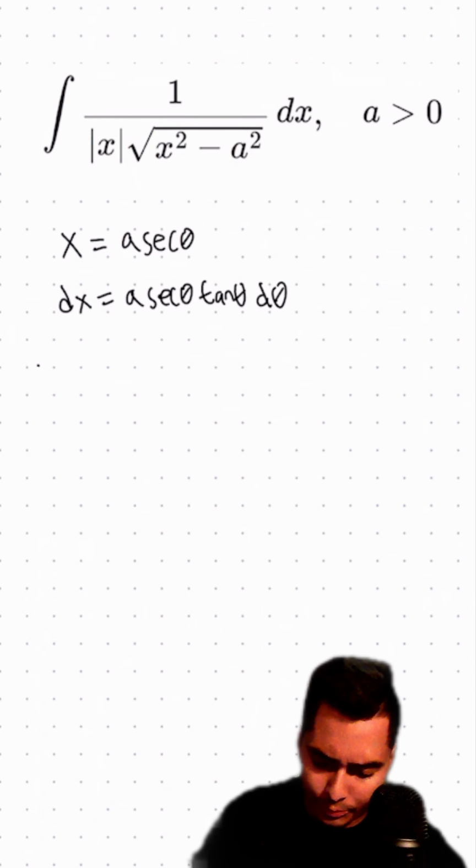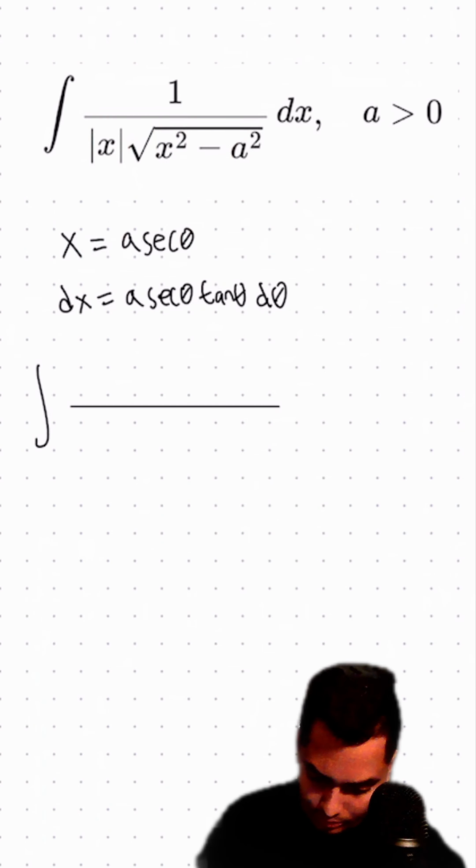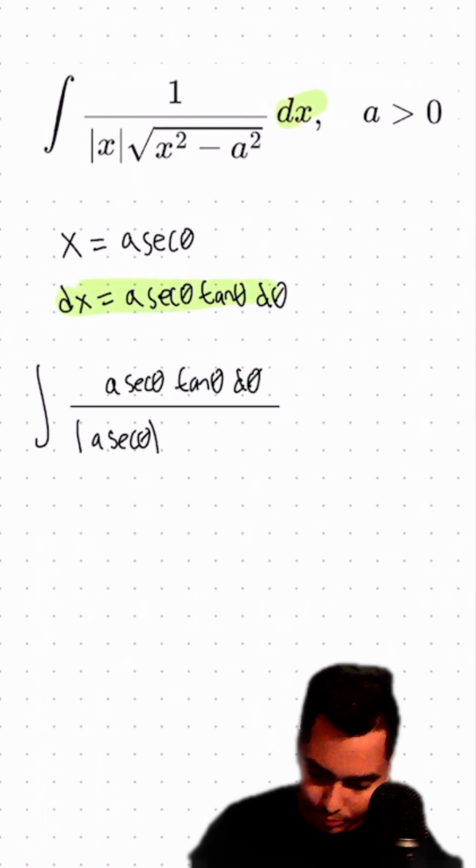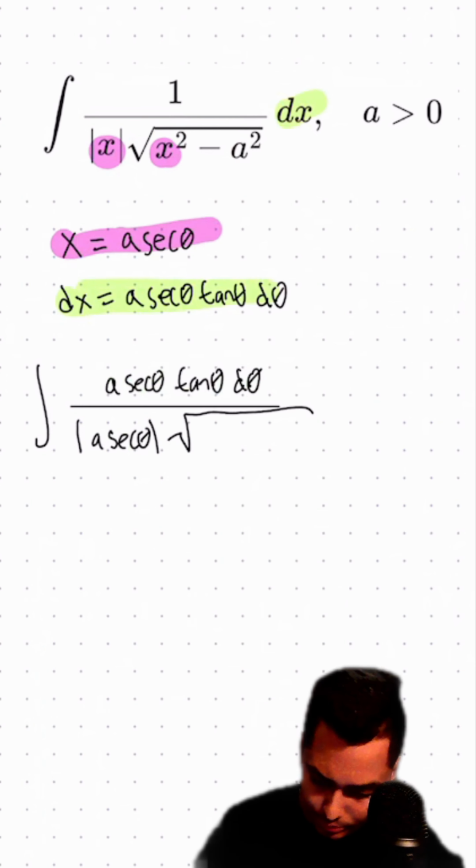So if we rewrite the integral, dx is on top here, so that's going to be our a secant of theta tangent of theta d theta. Our x is now a secant of theta, because we have x down here and up here. And our square root term is now going to be a squared secant squared of theta minus a squared.